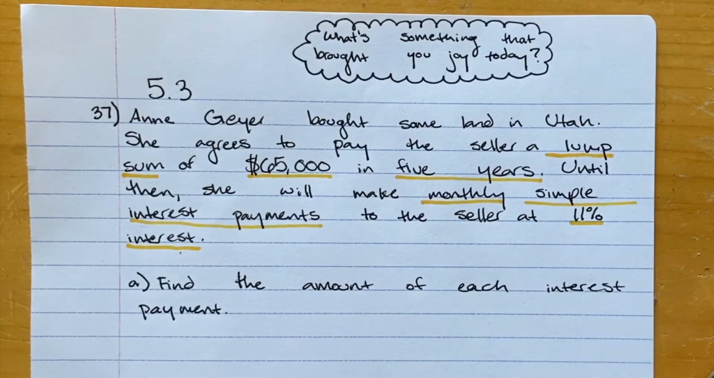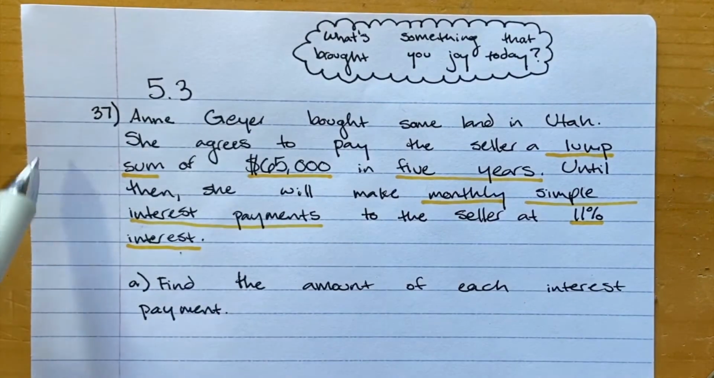This is from section 5.3, and it's problem number 37. So Ann Geyer bought some land in Utah, good for her. She agrees to pay the seller a lump sum of $65,000 in 5 years. Until then, she will make monthly simple interest payments to the seller at 11% interest. Find the amount of each interest payment.